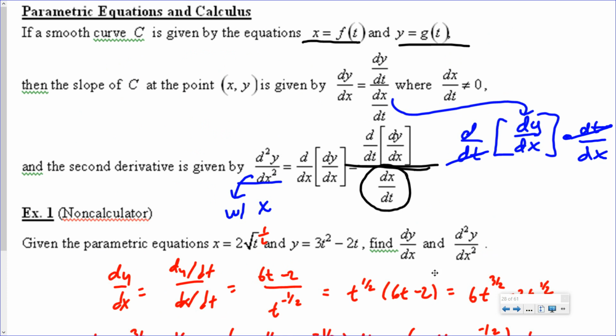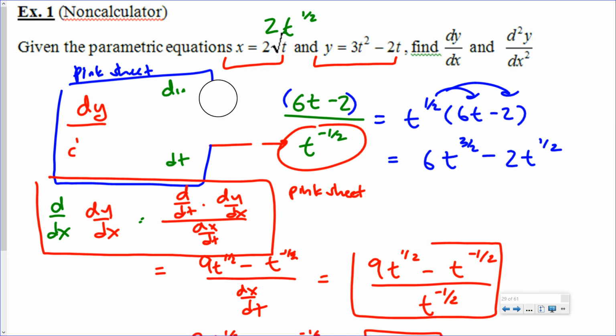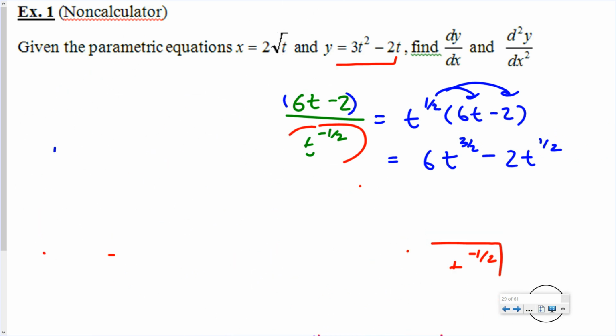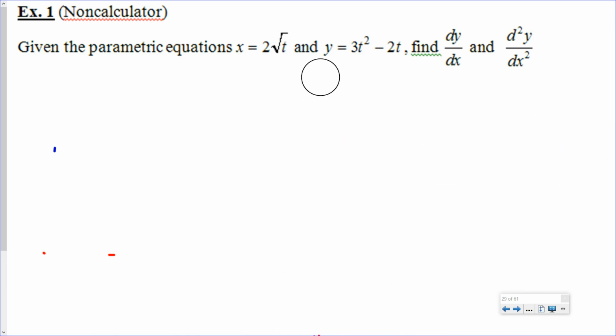Yeah, the one that says parametric equations and calculus. Okay, there's a one pager. I'm going to do number 1 with you, example 1. I think it'll be easier if we do it together first, and then you'll understand what that equation on the top means. You're going to have to eventually memorize that. But if you understand what we're doing, the memorization will be a lot easier.